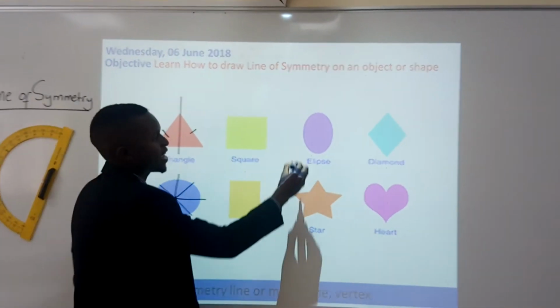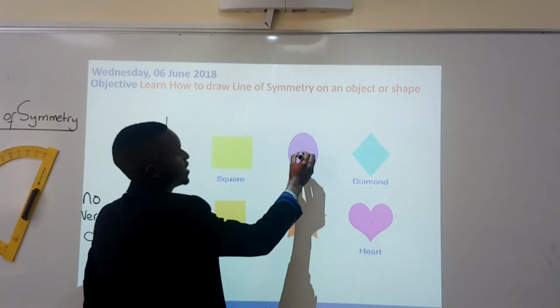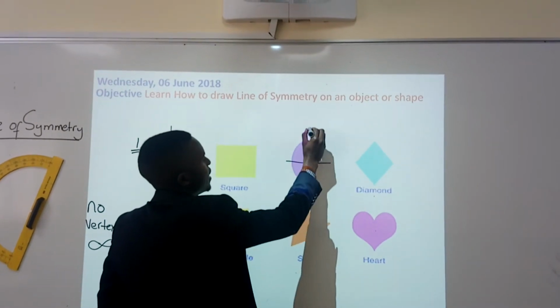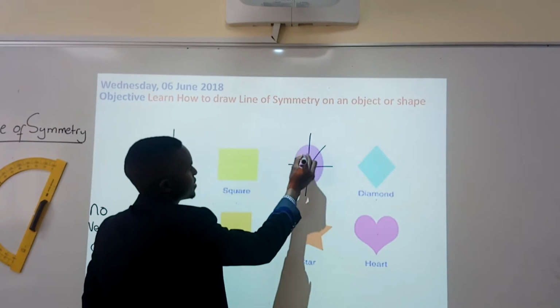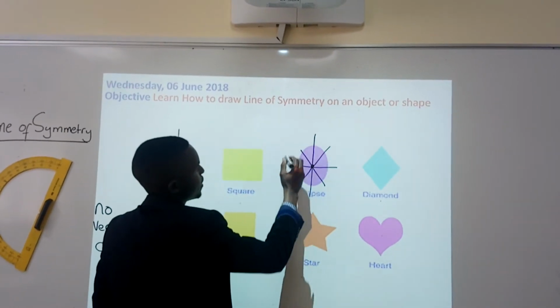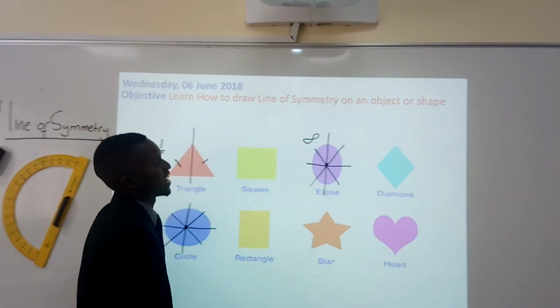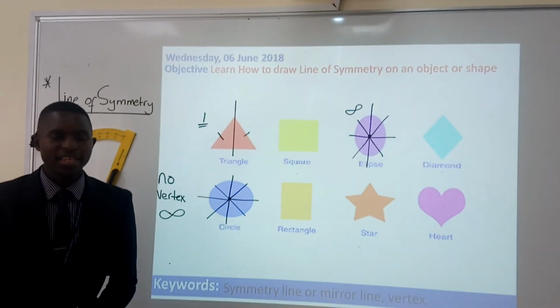The same applies for the ellipse. From the center, you can have this line, this line, this line, this line, making this half and this half. So we have got an infinite number of lines of symmetry.